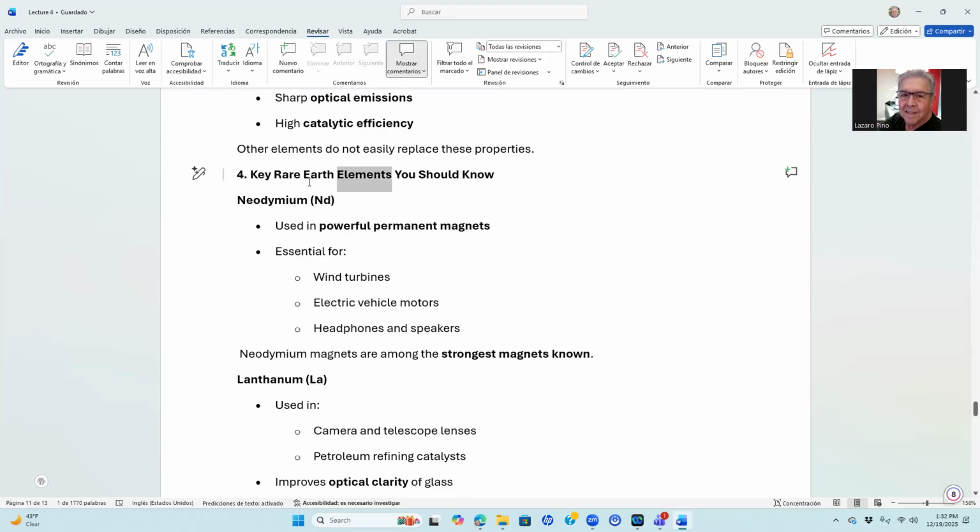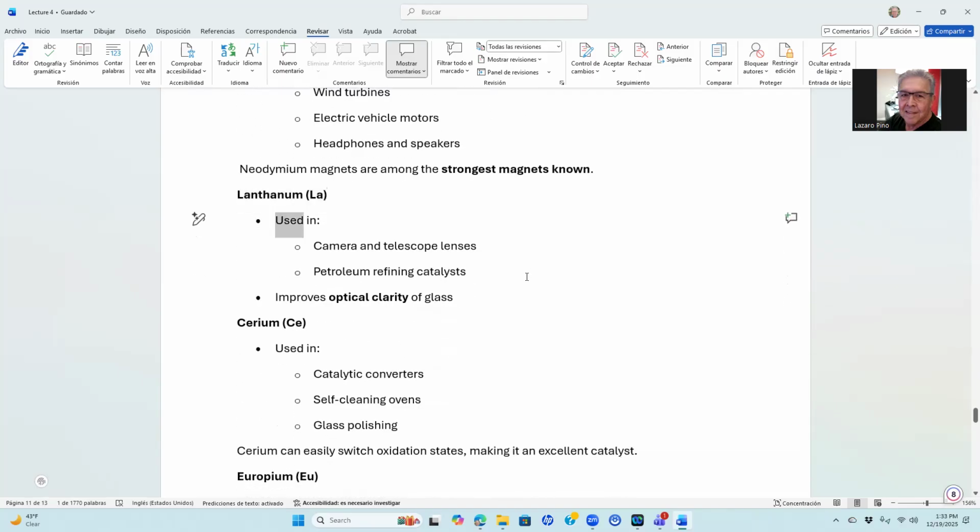4. The key rare earth elements you should know. Neodymium, Nd. Used in powerful permanent magnets. Essential for wind turbines, electric vehicle motors, headphones and speakers. Neodymium magnets are among the strongest magnets known. Lanthanum, La. Used in camera and telescope lenses, petroleum refining catalysts, improves optical clarity of glass.